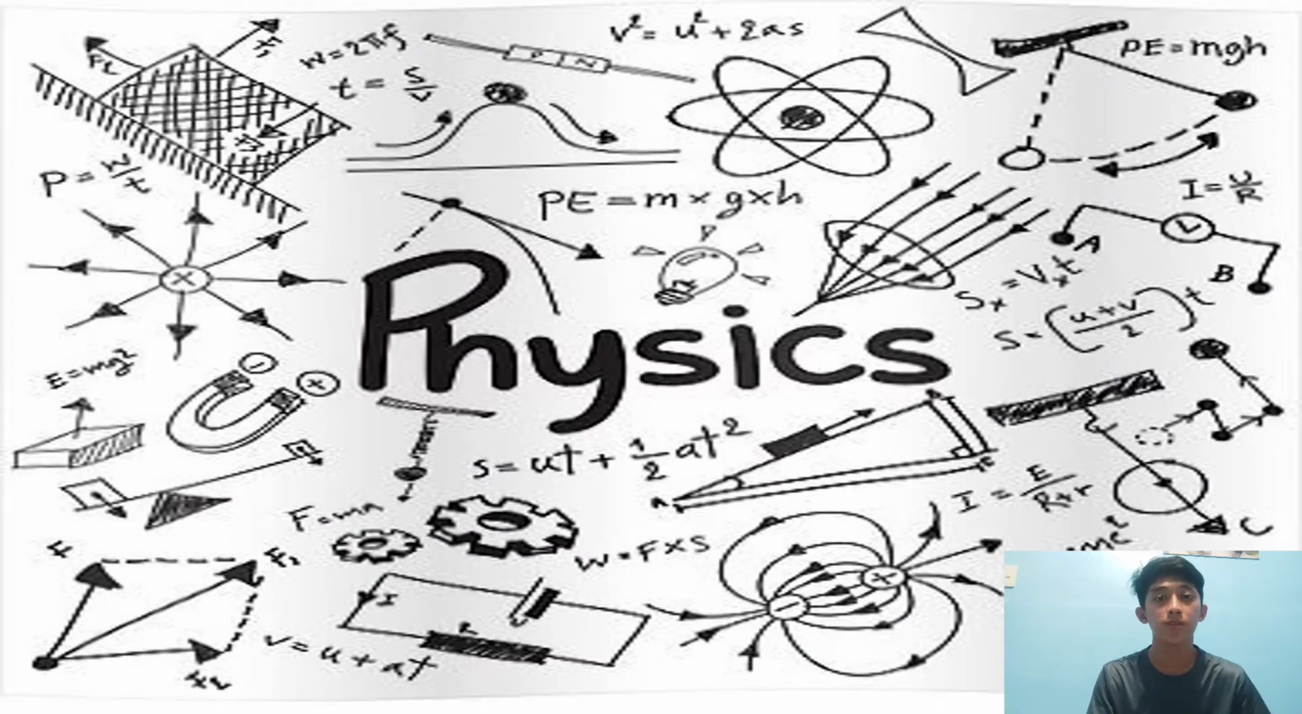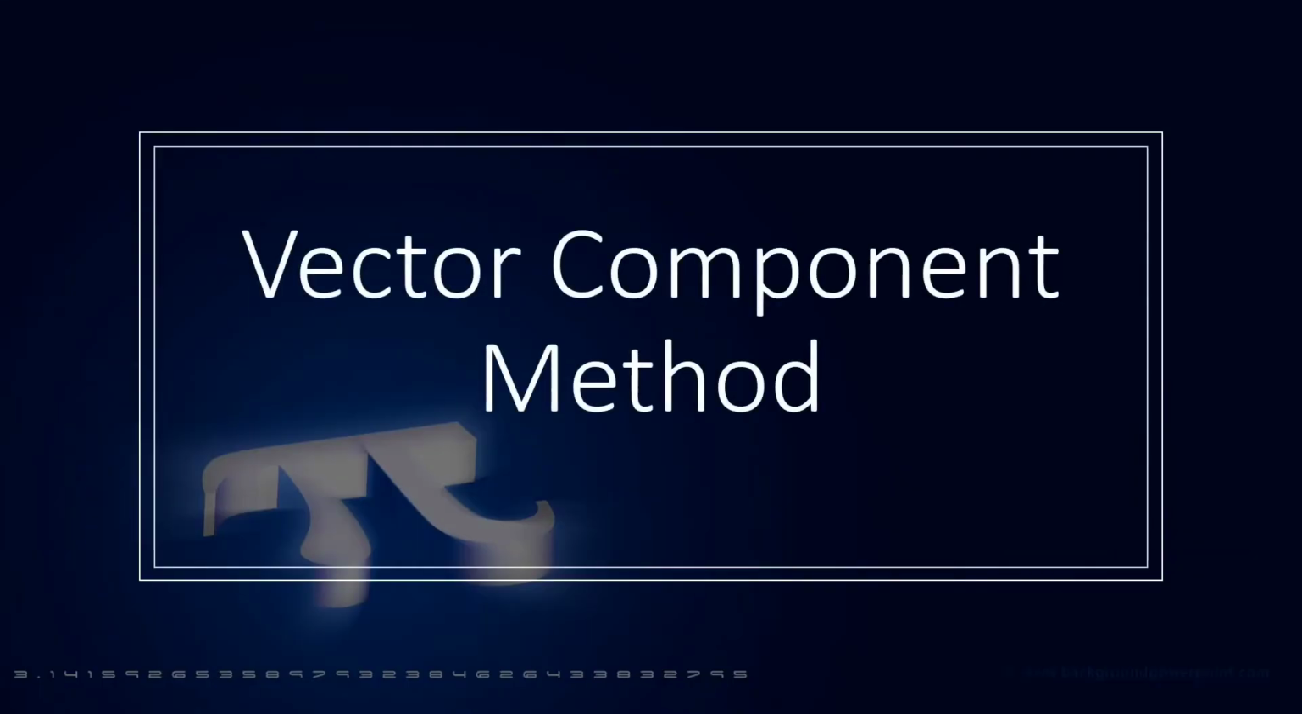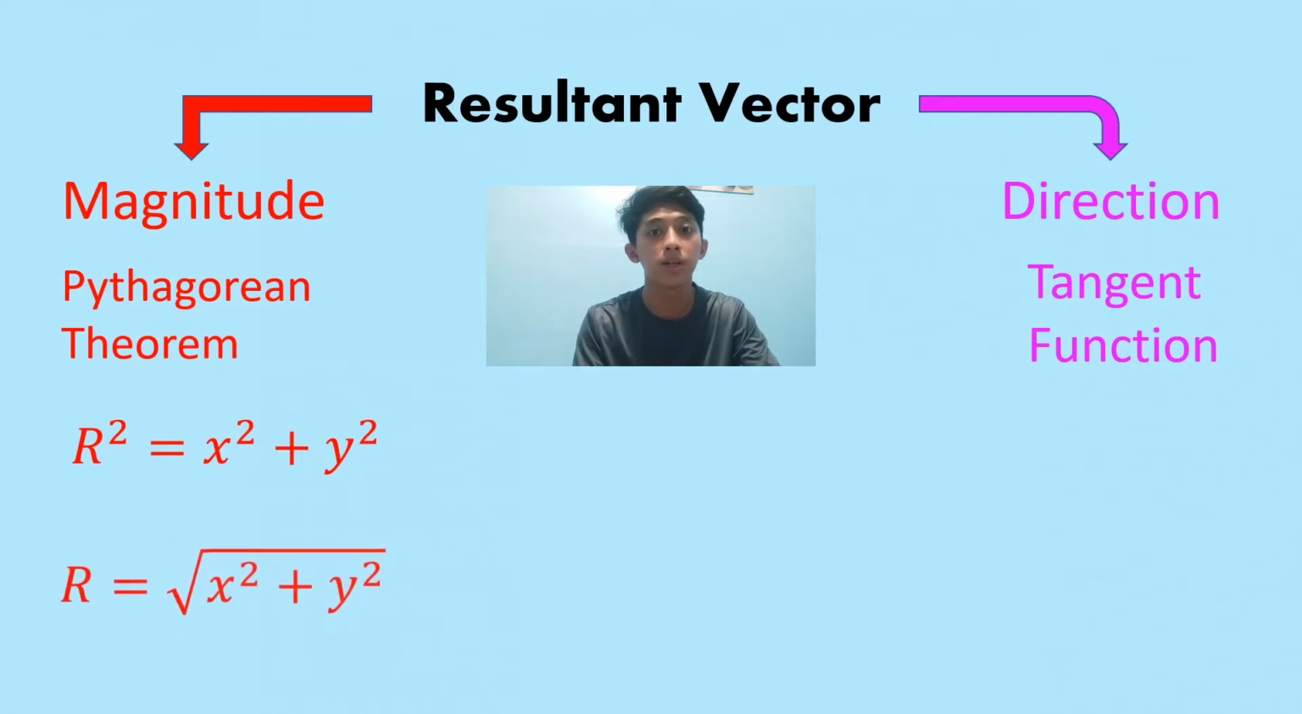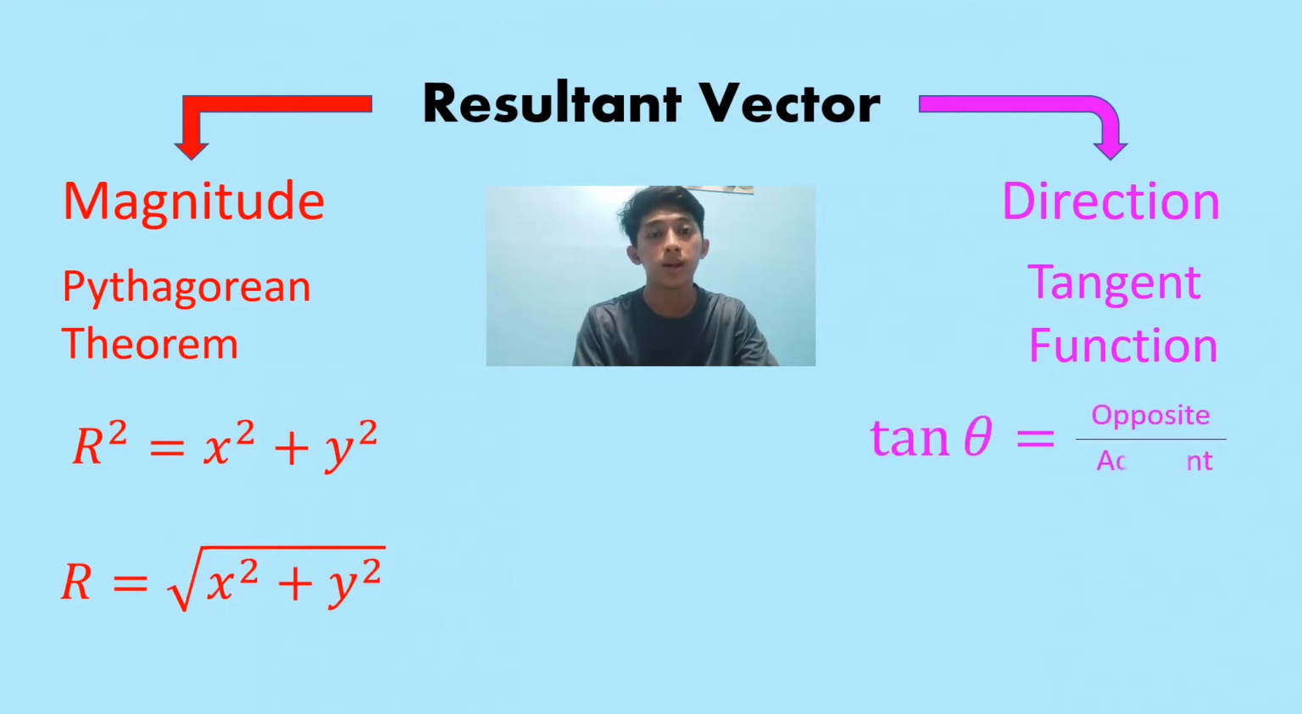Welcome to General Physics 1. So our topic for today is vector component method. We will find the resultant vector in two different ways. The first one is magnitude and the other one is direction. In magnitude, we will use the Pythagorean theorem. In formula, r squared is equals to x squared plus y squared. When we simplify it, r is equals to the square root of x squared plus y squared. In direction, we will use the tangent function, or in formula, theta is equals to tangent opposite over adjacent.